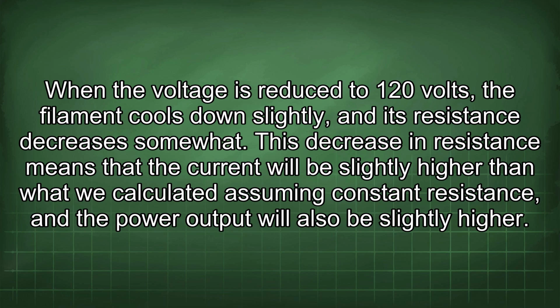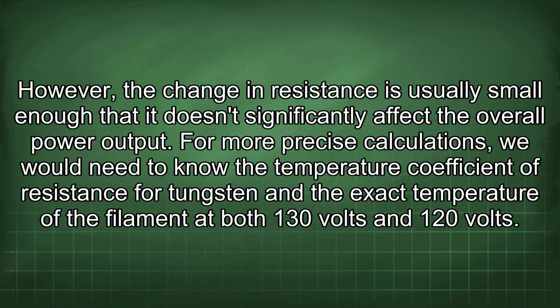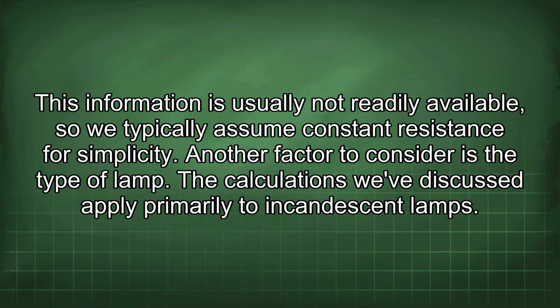This decrease in resistance means that the current will be slightly higher than what we calculated assuming constant resistance, and the power output will also be slightly higher. However, the change in resistance is usually small enough that it doesn't significantly affect the overall power output. For more precise calculations, we would need to know the temperature coefficient of resistance for tungsten and the exact temperature of the filament at both 130 volts and 120 volts. This information is usually not readily available, so we typically assume constant resistance for simplicity.